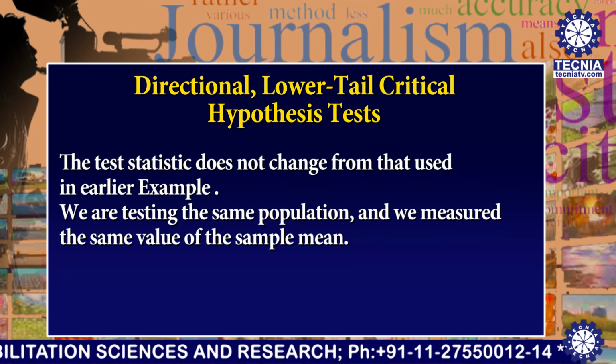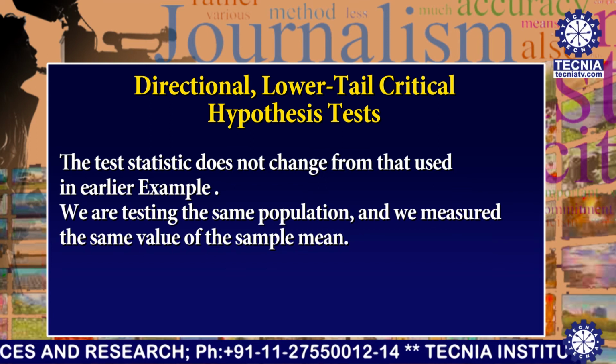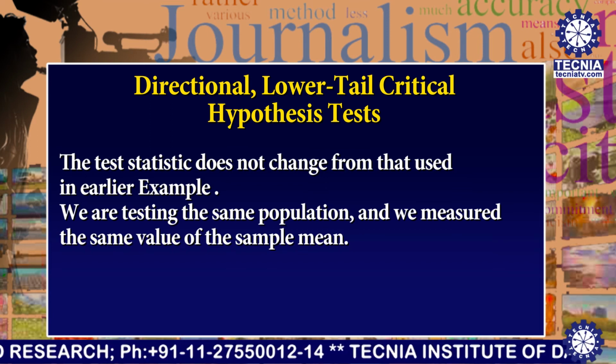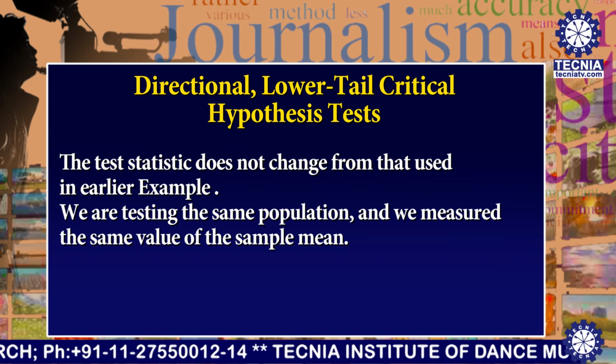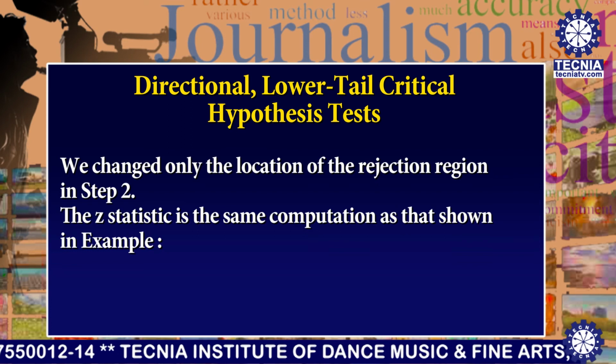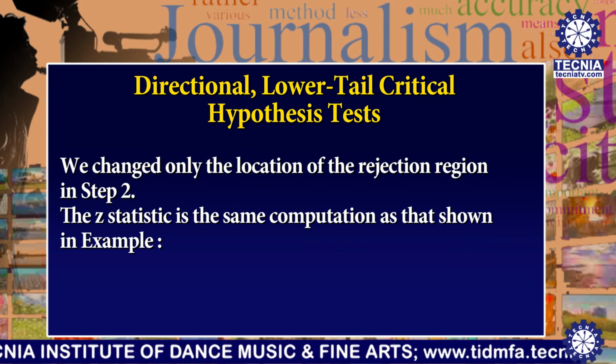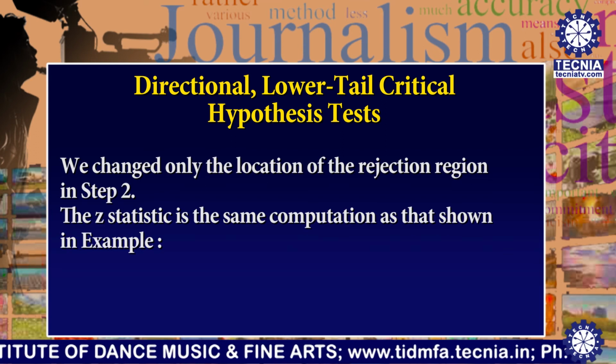The test statistic does not change from that used in the example. We are testing the same population and we measure the same value of the sample mean. We change only the location of the rejection region in step 2. The Z statistic is the same computation as that shown in the example.